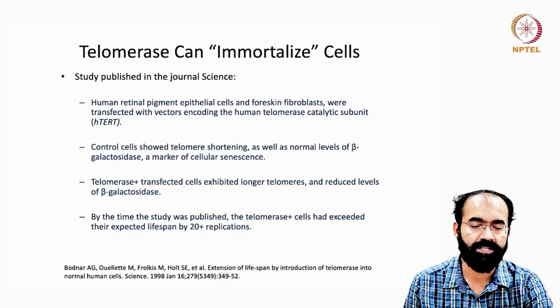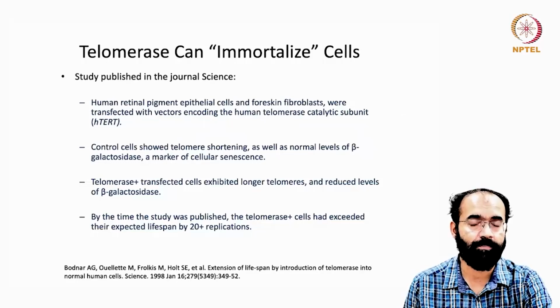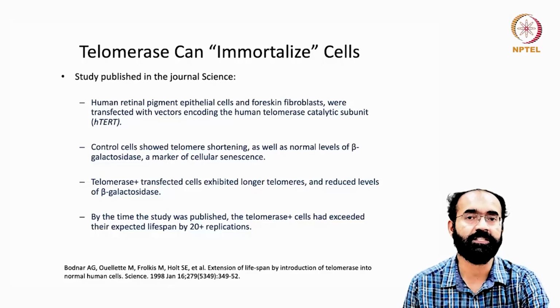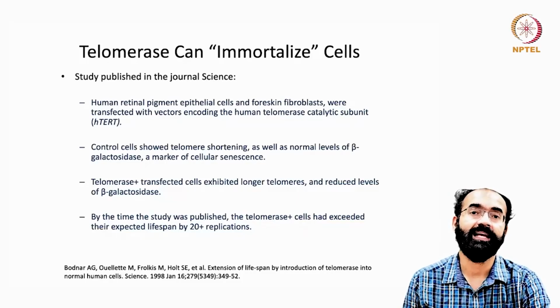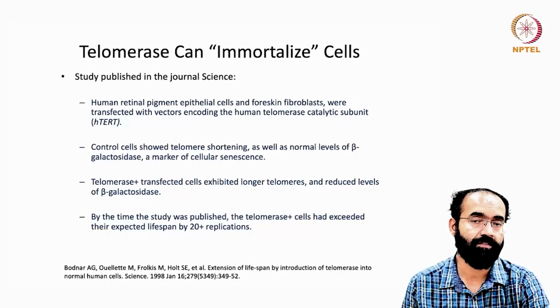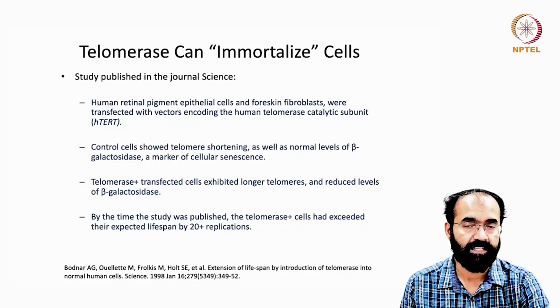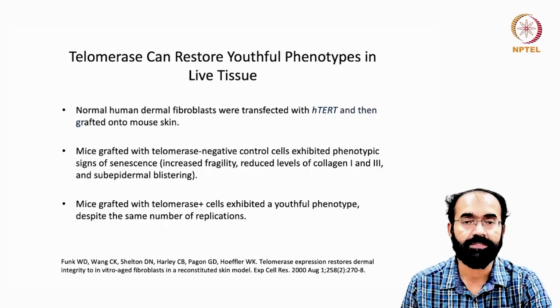By the time the study was published, the telomerase positive cells had exceeded their lifespan by 20 plus replications. Say in 700 replications, the cell should have completely stopped dividing. In the telomerase expressing ones, it went 20 plus replications more. So it has a life for 20 more generations, the cell which should have stopped dividing. So telomerase indeed is quite helpful in conferring longevity. So telomerase can restore youthful phenotypes in live tissue.